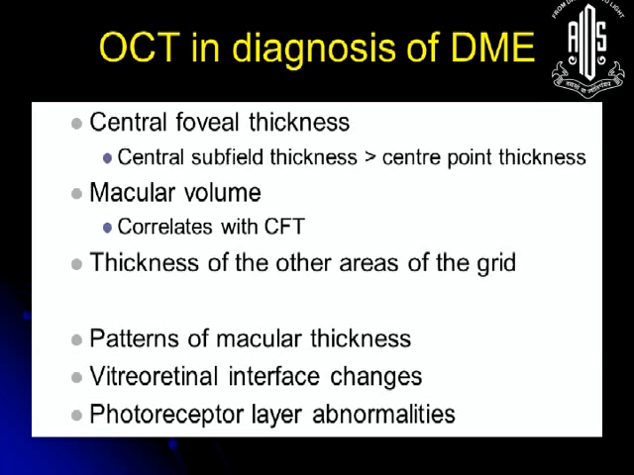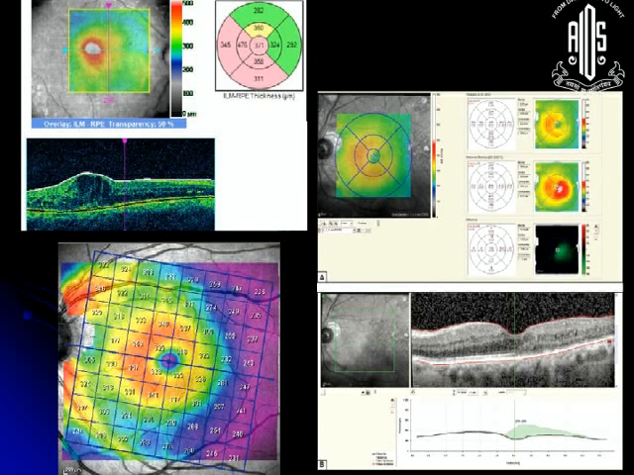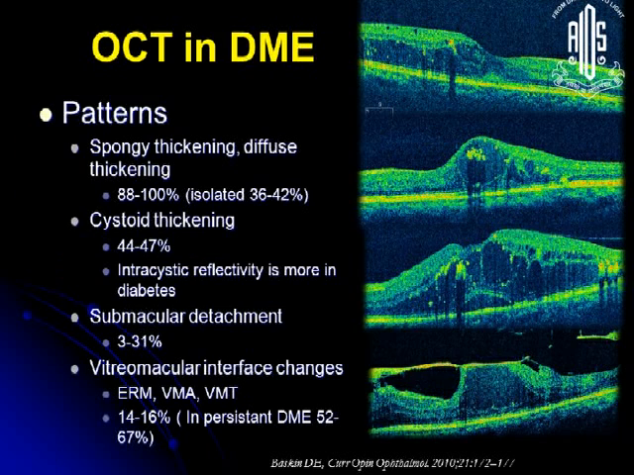OCT, as we all know, helps us not only to quantify the area and extent of thickening, it also helps us identify the patterns of macular thickness, vitreoretinal interface changes, and photoreceptor abnormalities. We have all these wonderful maps which show very clearly the extent of involvement and the density of thickness. We also have subtraction maps which tell us the extent of improvement or worsening over a period of time. And this has already been covered.